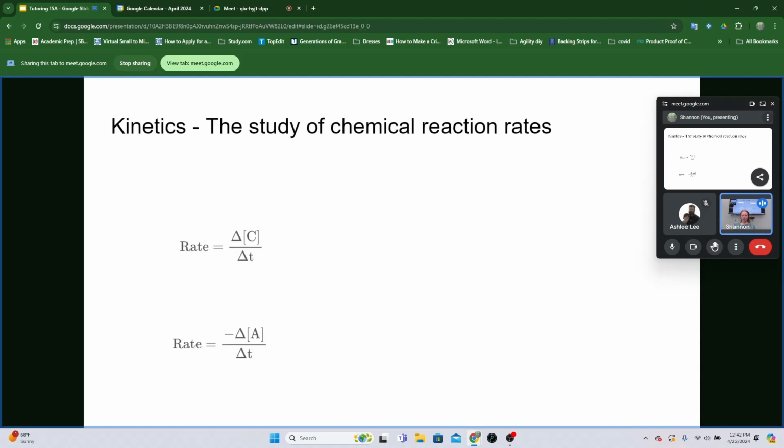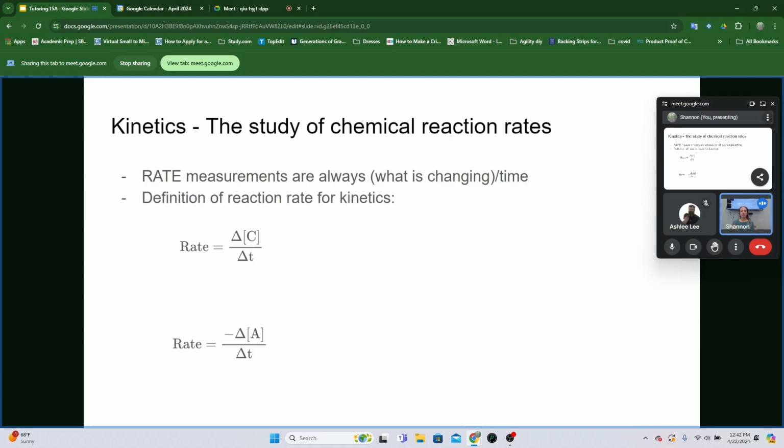Okay, so kinetics is the study of chemical reaction rates. And anytime we have a rate measurement, let's not even think just about chemistry, anytime you're talking about a rate, like miles per hour is a rate, right? It's the units that are changing divided by the time. For kinetics, it's the same thing: it's divided by time on the bottom, and the units that are changing are going to be the concentration of, in this first case, C, which is one of your products, okay?